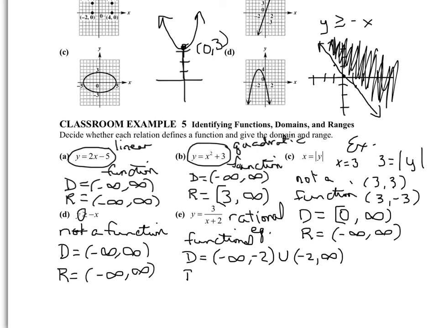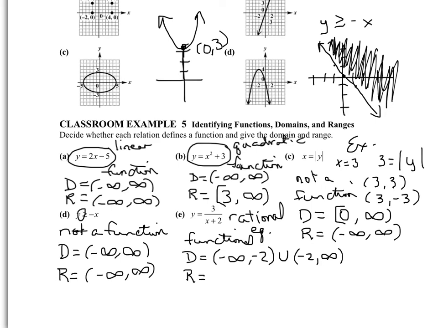Now for the range, this one's a little bit trickier. You've got to think back to what values can I get for y. So y is equal to this entire fraction. I know I can get positives back. If I put in, for example, +1 for x, if I'm putting in positive values for x, I'm getting back positives for y. If I were to put in a negative value for x, like -3, -3 plus 2 is a -1, and 3 divided by -1 gives me a -3.